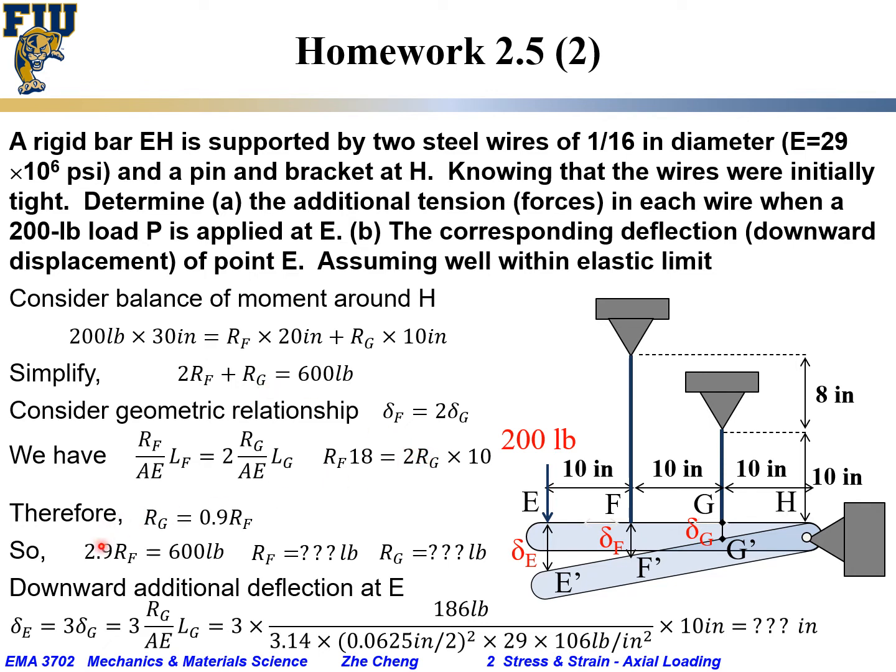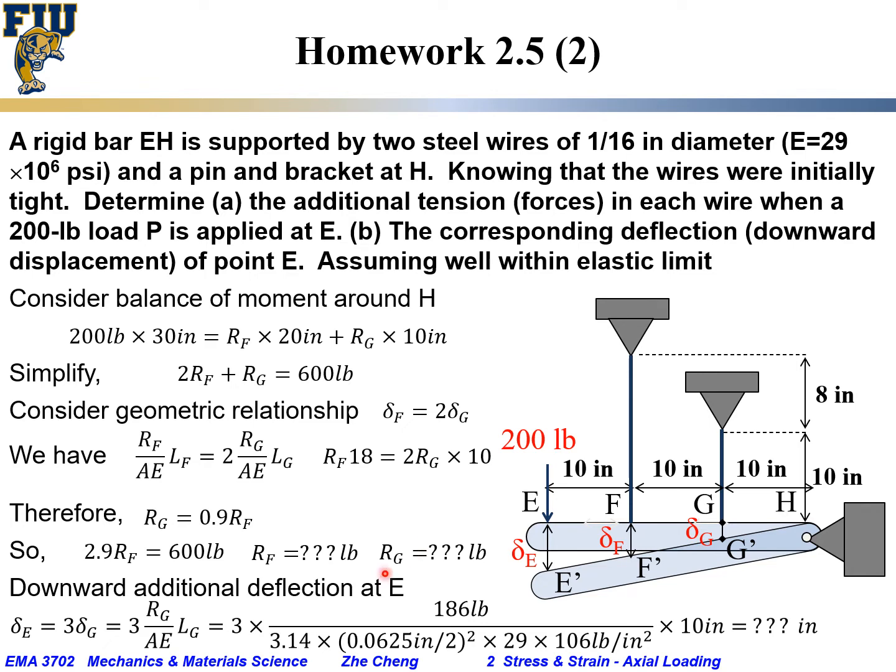We can solve it, and on the other hand, we can just simplify because RG equals 0.9 RF. We would have 2.9 RF equals 600 pound of force, and then you can get RF as well as RG. Okay, I omitted them here for your own benefit. Then we would solve the first part of this problem, the additional tensile forces in each wire. RF is the additional tensile force in the F wire, and RG would be the additional tensile force in the G wire.